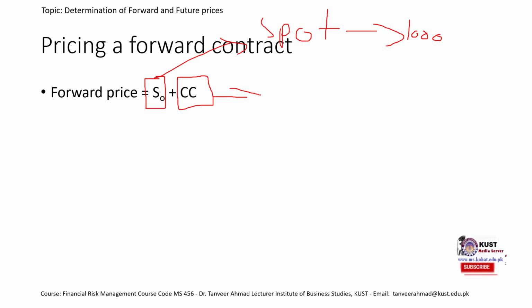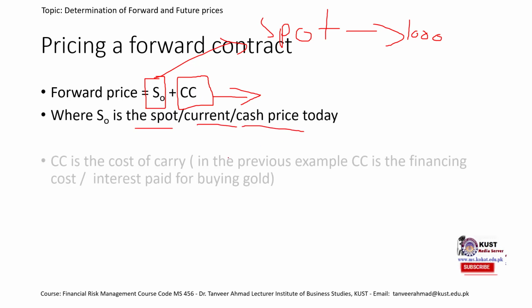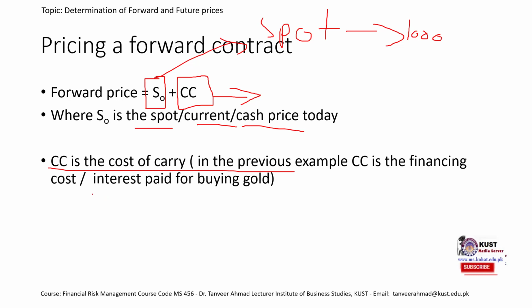The cost of carry is any cost that the investor would have to incur to carry this asset till the expiration of the contract. So in this case, it can be financing cost, the interest paid. So the spot price and the cost of carry. We have just discussed it in the previous example. The cost of carry was 50.